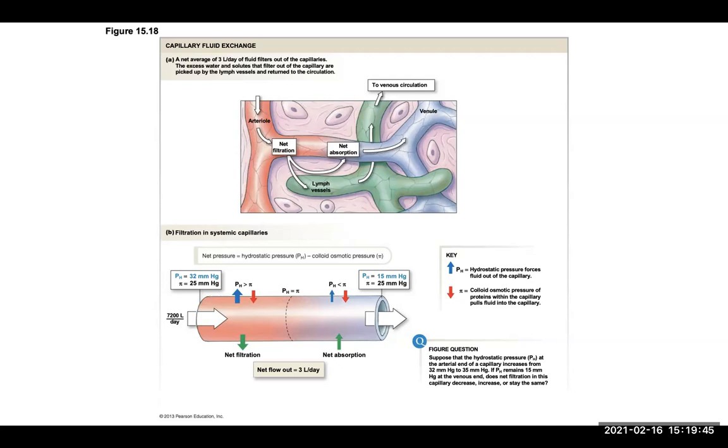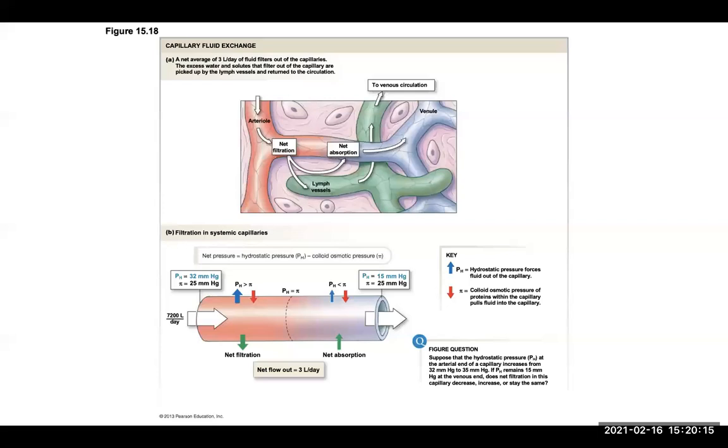The main solute difference between plasma and IF is the plasma protein albumin, which we talked about previously in blood. That's going to cause osmotic pressure, which we've talked about as colloid osmotic pressure, right? The colloid osmotic pressure in this particular example will show something like 25 millimeters of mercury. And that's the pressure against it.